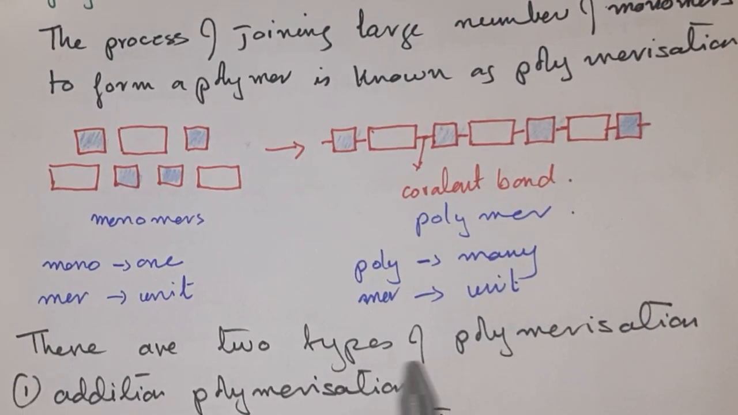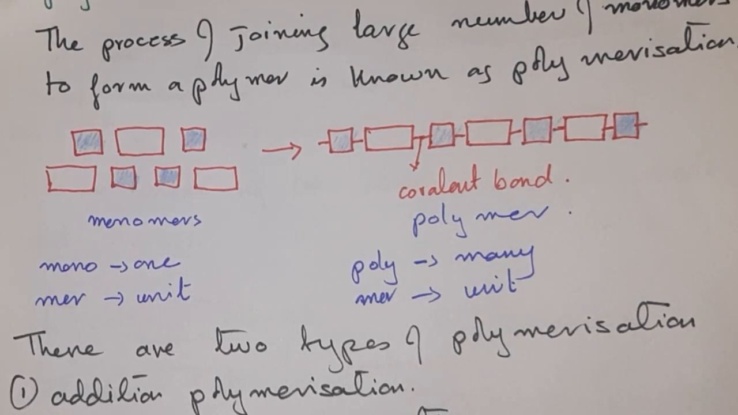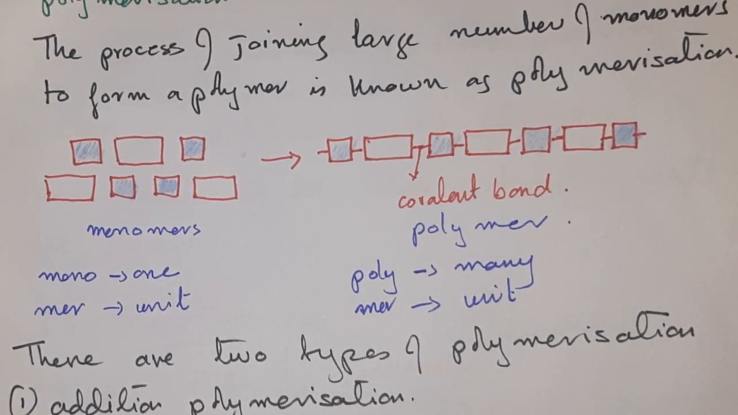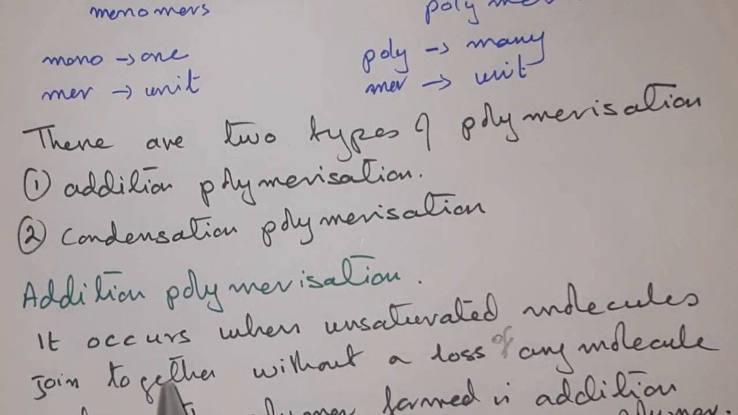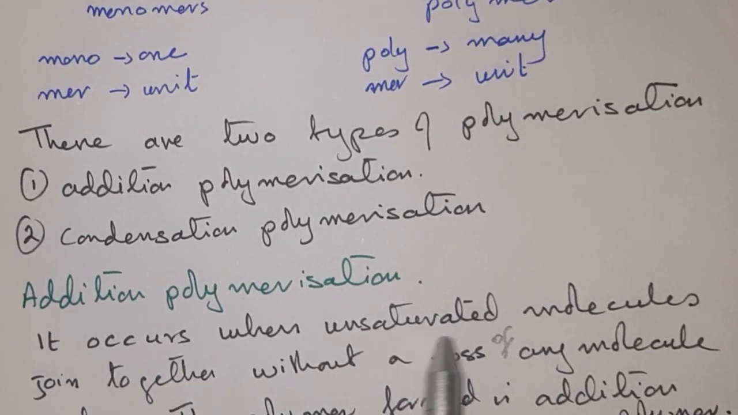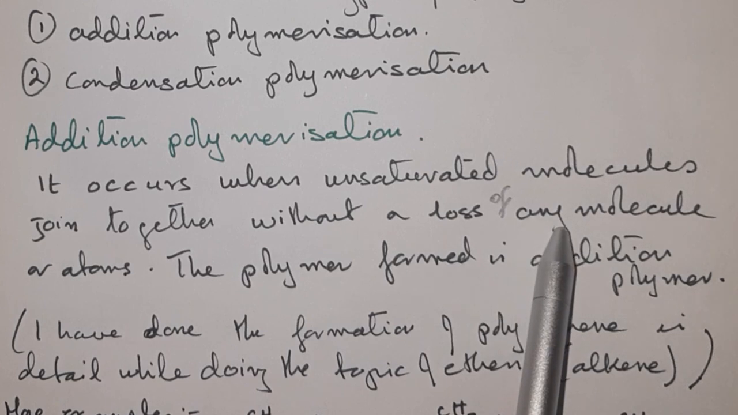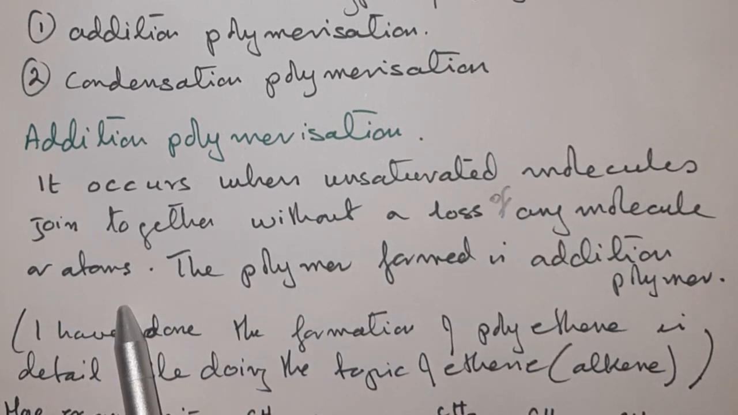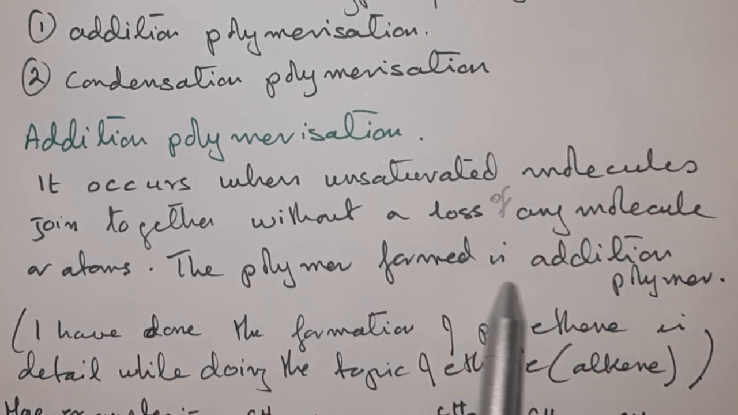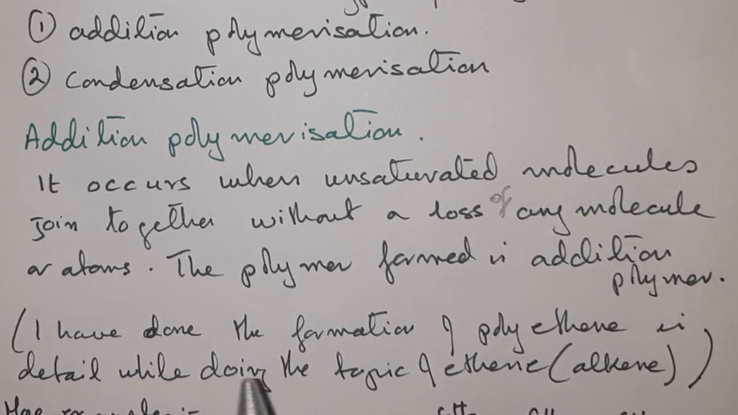There are two types of polymerization: addition polymerization and condensation polymerization. Addition polymerization occurs when unsaturated molecules join together without a loss of any molecule or atoms. The polymer formed is called the addition polymer.